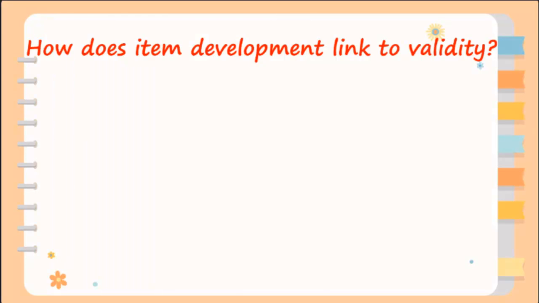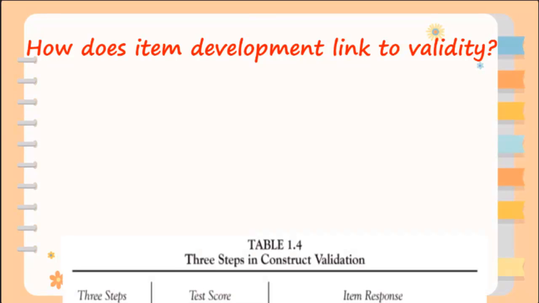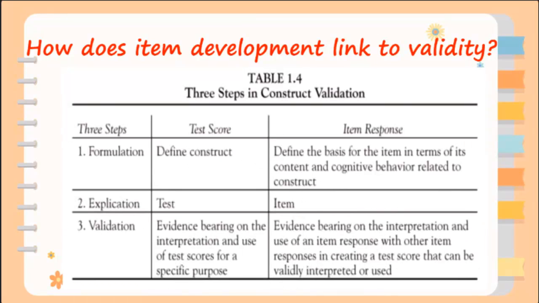So we see how the item development links to validity, because I already discussed the specification related to construct validity. So there are three steps, and conduct the validation. So how can we say that? Because the test score and the item response have a logical connection. The process defined for validating test score interpretation and use also applies to item responses.